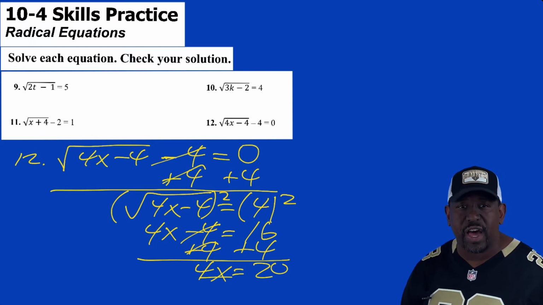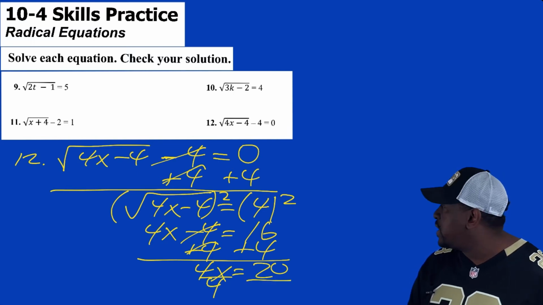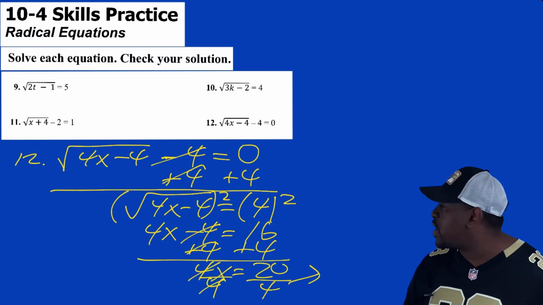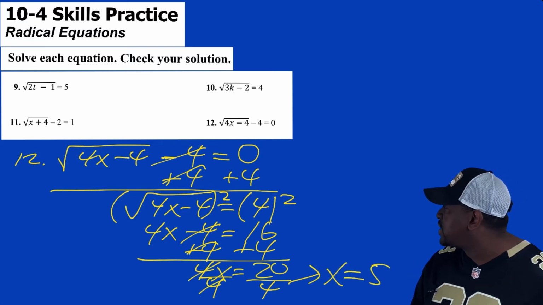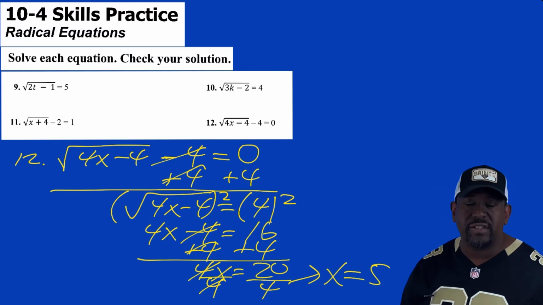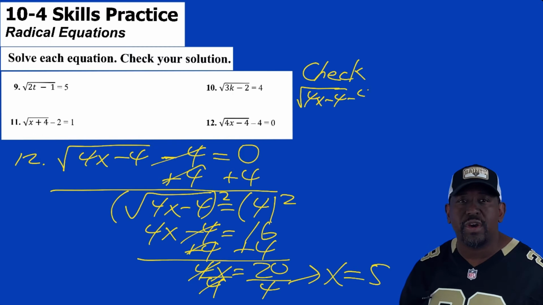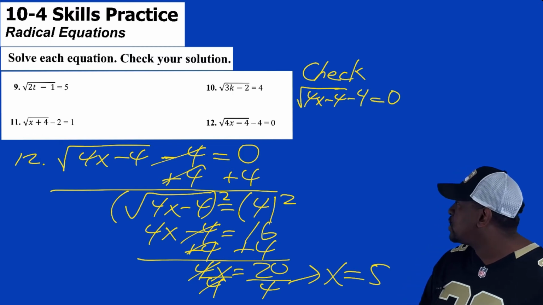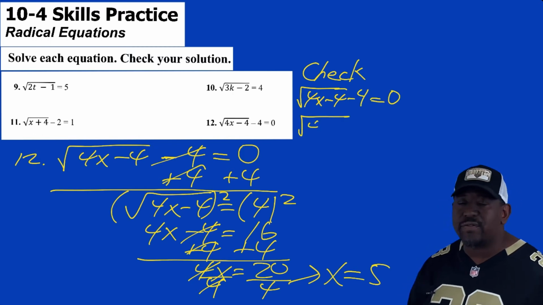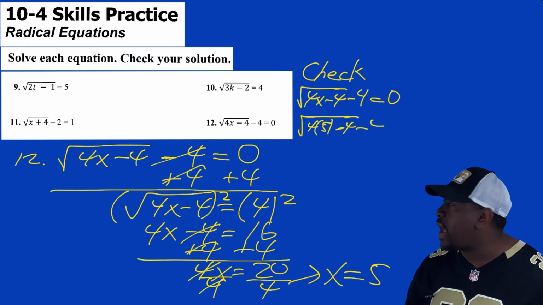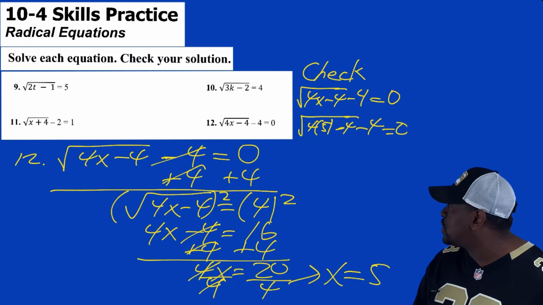We'll divide both sides by 4 to solve for x. And x will equal, what's that equal, y'all? 5, correct, that equals 5. So x is gonna equal 5. So again, we have to check our solution. So we write our little check, we'll write the original equation, square root of 4x minus 4, minus 4 equals 0. We substitute 5 for x, so we're gonna have square root of 4 times 5 minus 4 under the radical. Minus 4 equals 0.